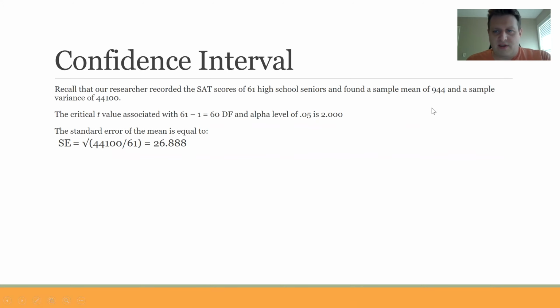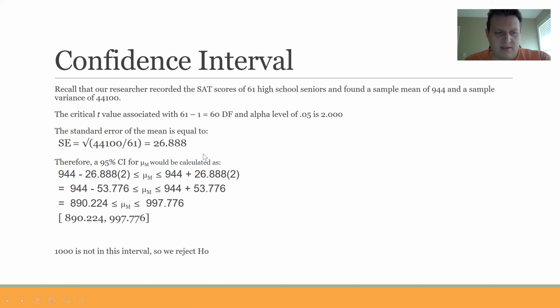So let's say that we want to calculate a 95% confidence interval for our last example. We've got 61 high school students. We've got a sample mean of 944 and a sample variance of 44,100. We know that the cutoff value is 2. And we need to calculate what the standard error of the mean is. That's going to be the square root of 44,100 divided by 61. And this is going to give us 26.888.